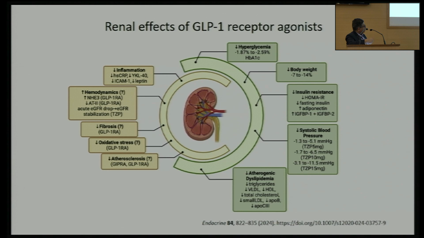This indeed shows that it reduces much more than what we anticipate. It reduces systolic blood pressure and weight. Nowadays most people use GLP-1 for weight reduction, even in non-diabetic patients. So it's a good drug to have. It reduces atherosclerosis and fibrosis, almost everything.